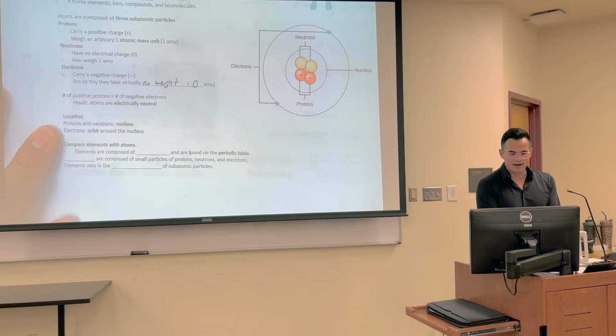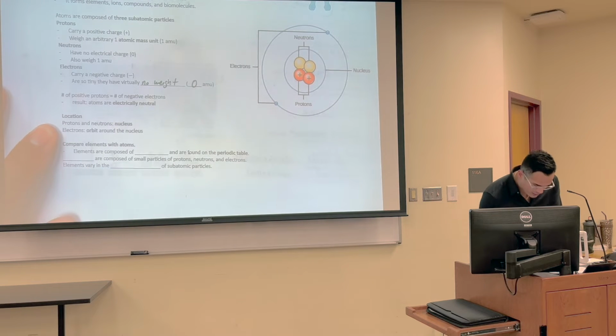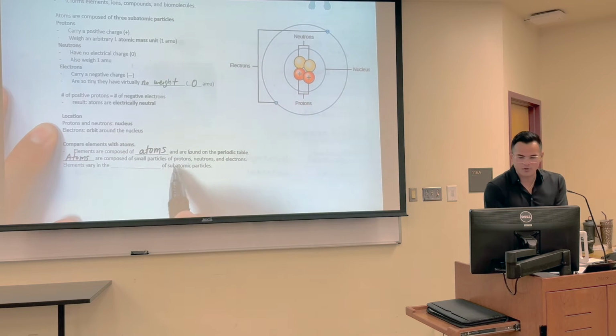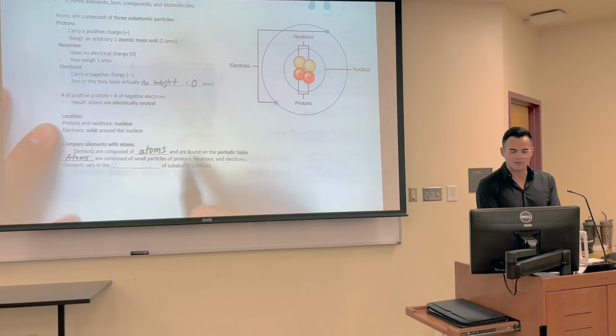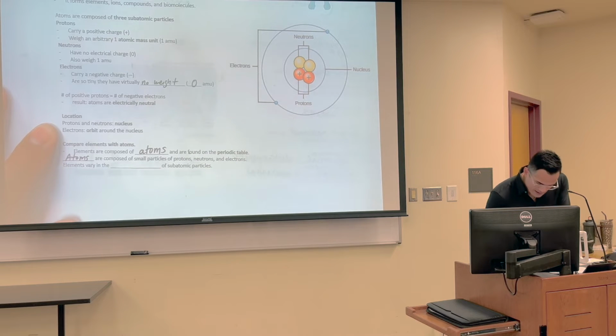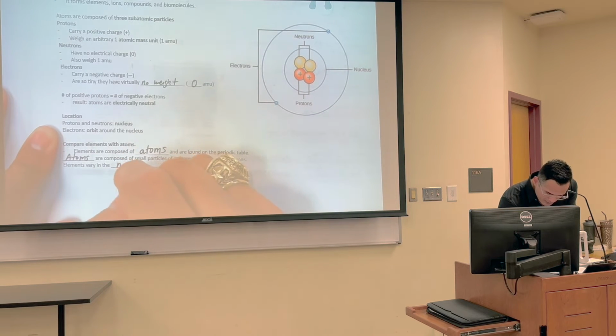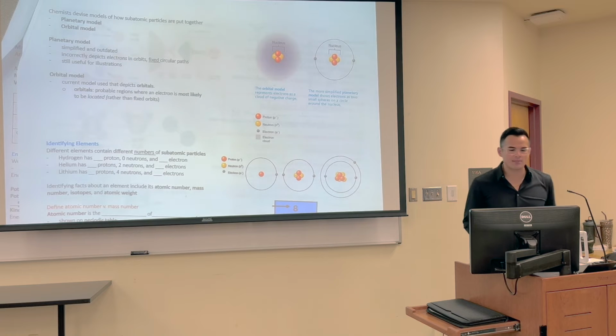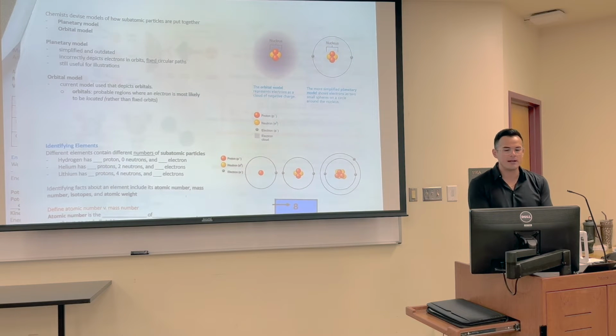Compare elements with atoms. Elements are composed of atoms. Atoms are composed of small particles, protons, neutrons, and electrons. We just talked about that. They're going to vary in the number of subatomic particles, so we'll take a look at that here in a little bit. So chemists devise models of how subatomic particles are put together.